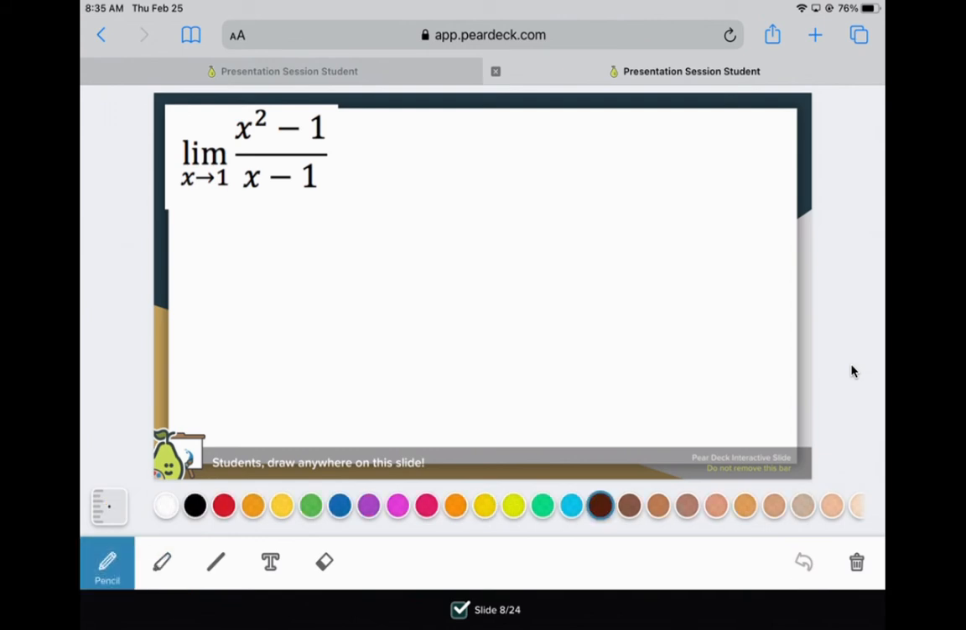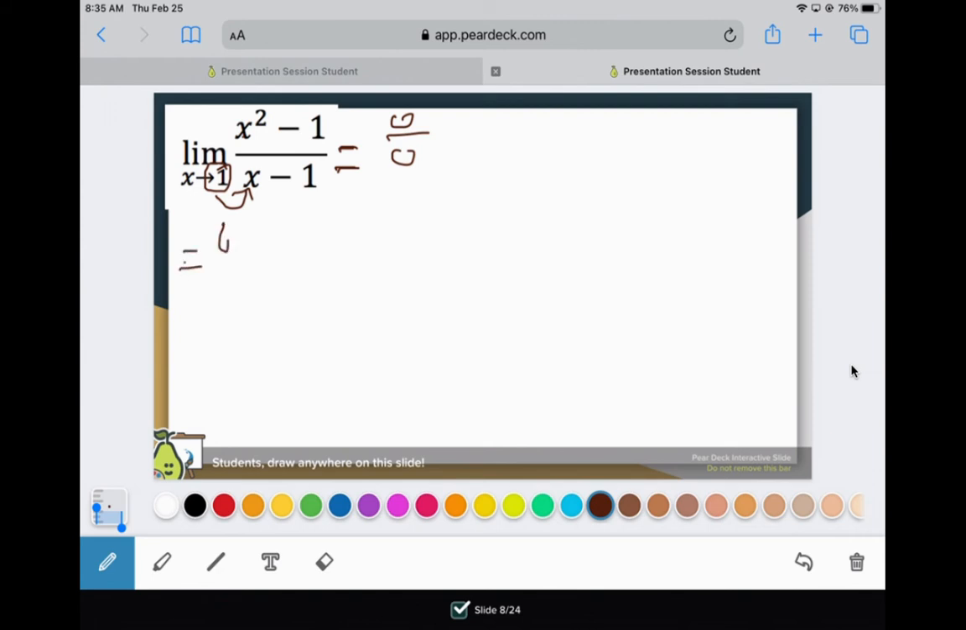I'm going to ask you to put in the chat: how do I know if I have to factor it out? Because think about this. I put the 1 in here. 1 minus 1 is going to be 0. If I plug the 1 in, it's 0 over 0. That's indeterminate, which means I don't know what happened. So I have to factor it out.